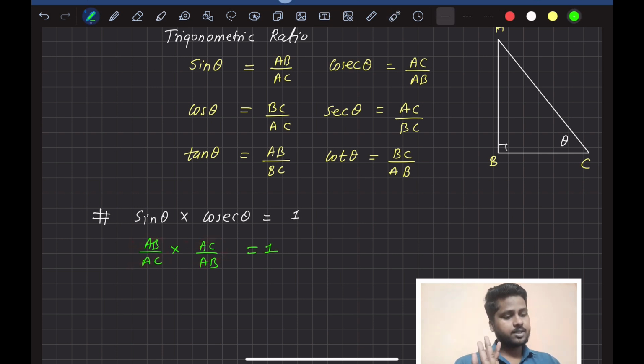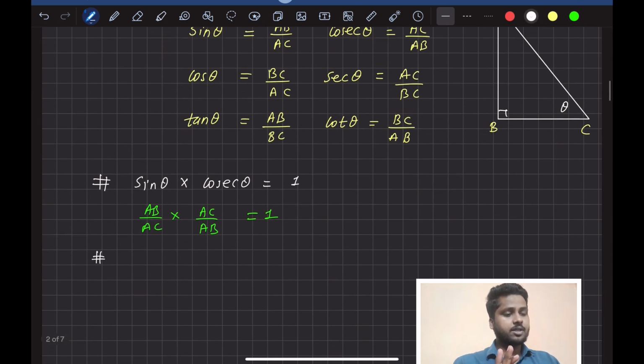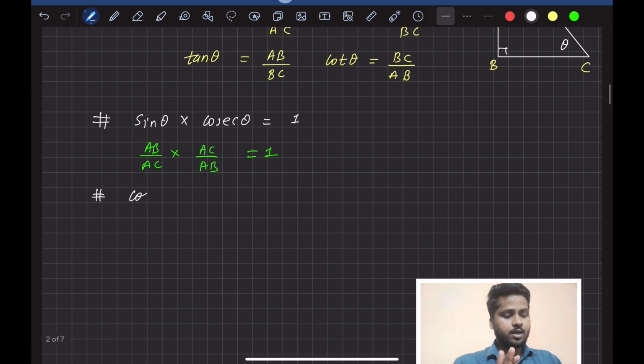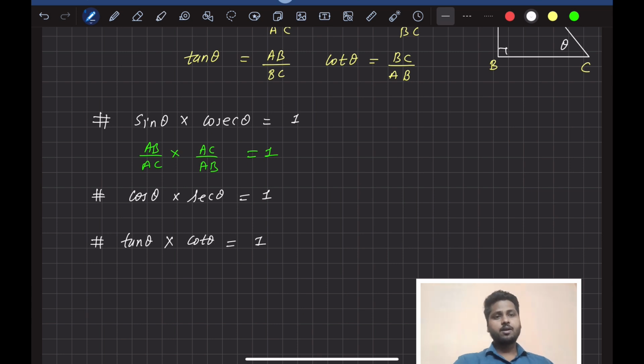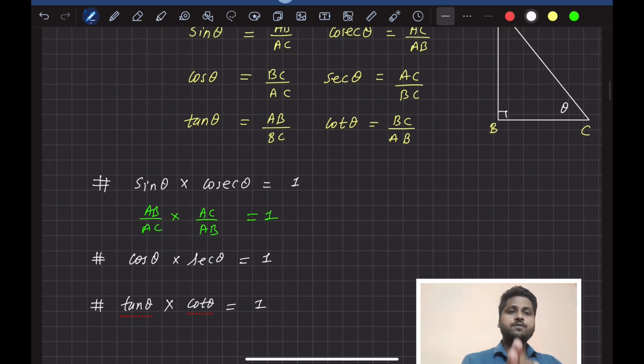Clear? Okay. The next relation is cos theta into sec theta, which is also equal to 1. And the next relation is tan theta into cot theta, which is also equal to 1. Clear? Any doubt to anyone? So what is the main thought? The main thought is that the trigonometric ratio gives the relation between sides and angles of a triangle. Clear? Any doubt? Okay, let's do some problems.